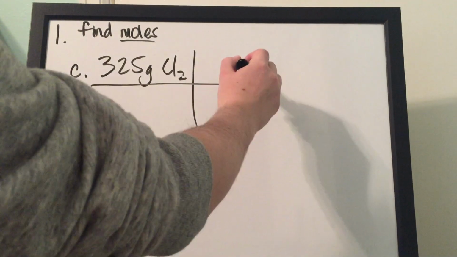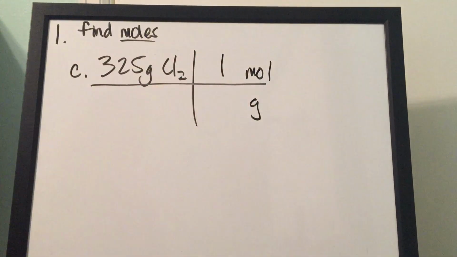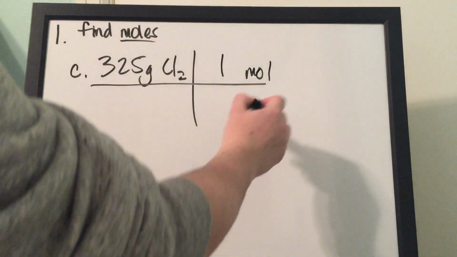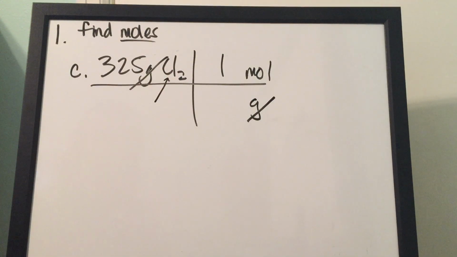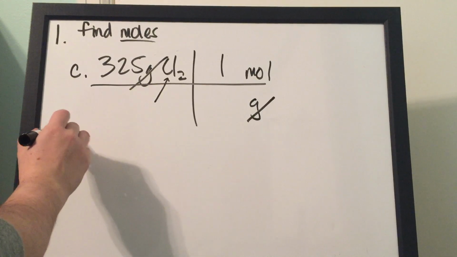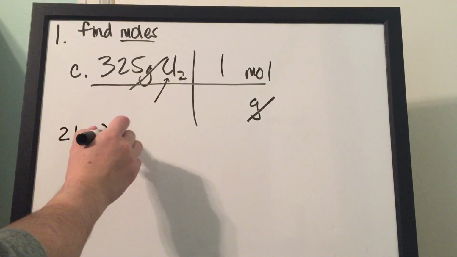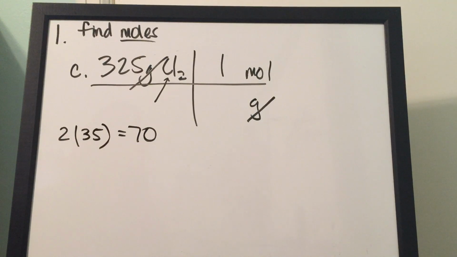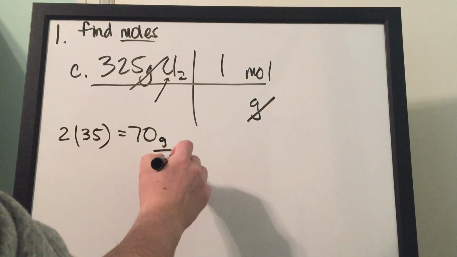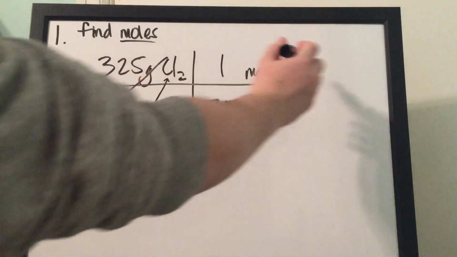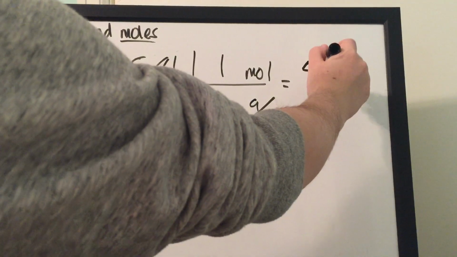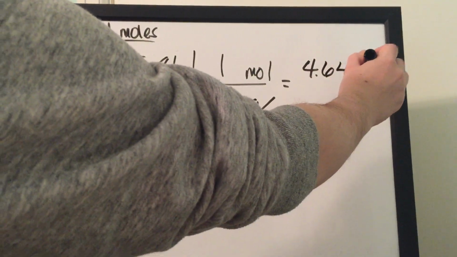So grams on the bottom, moles on the top. 1 mole, again, it's always 1 mole. My grams will cancel, and then I'm looking for the molar mass of this guy, Cl2. Well, that means I have 2 chlorines, and each chlorine's mass from the periodic table is 35. So that means Cl2's molar mass is 70 grams per mole. So this number is a 70. And all I have to do is my division into 3 sig figs, 4.64 moles of Cl2.